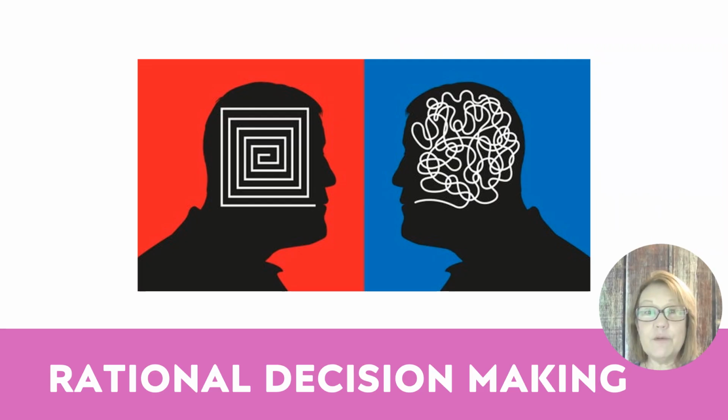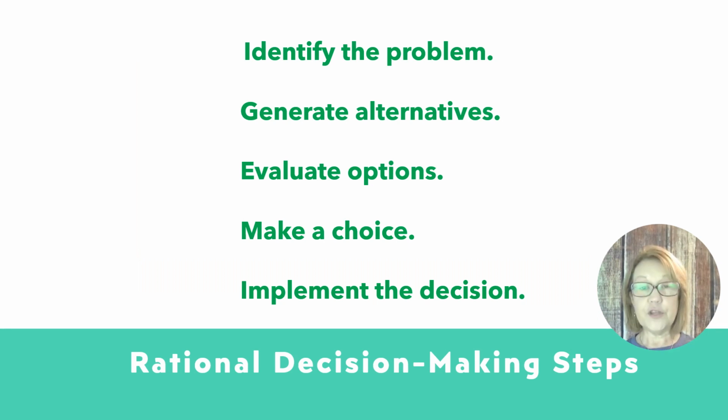Okay, so we're going to begin with the rational decision-making model, which is most likely your most frequently used method. When using the rational decision making model, you want to identify your problem, you want to generate some alternatives, evaluate all the options given to you because that's what a good decision maker does, make a choice, and then implement that decision. Remember, failure to implement or failure to take action is a decision within itself.